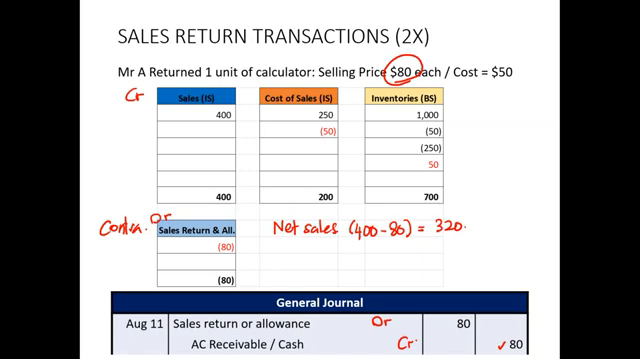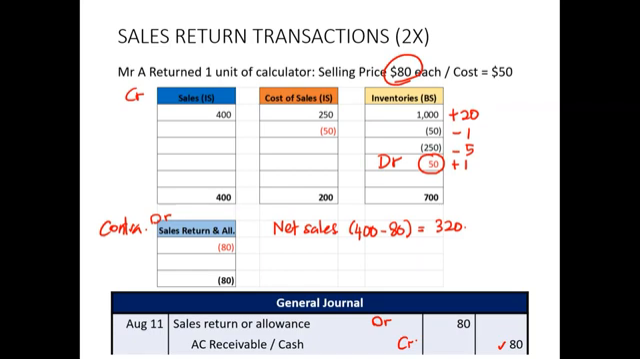When they return the goods to you, 1 unit of calculator, what happened to your calculators? It will increase. You purchase 20, return 1, sold 5, and then you get return back 1. So your inventory balance increases. All right, so this will be debit.